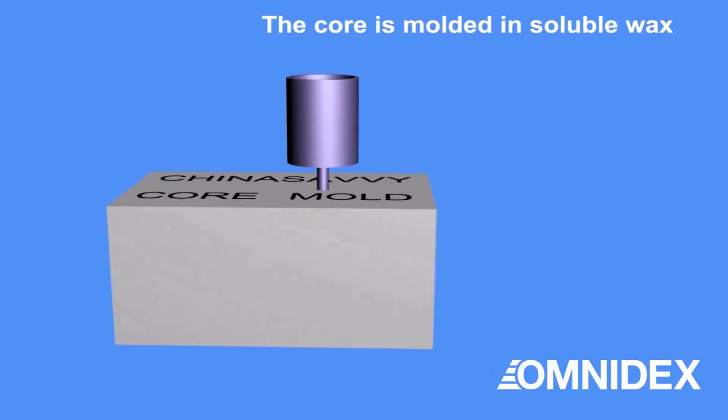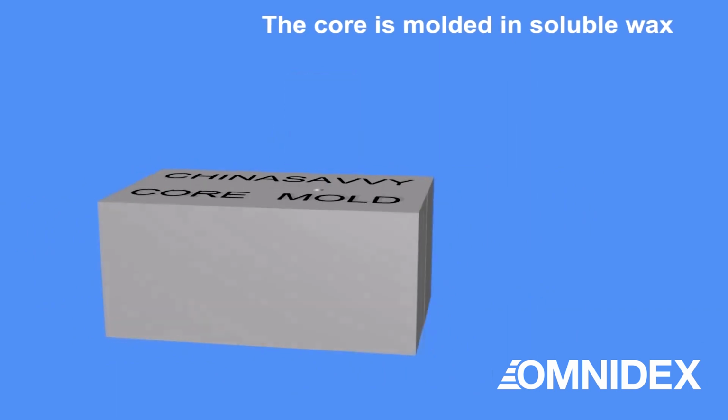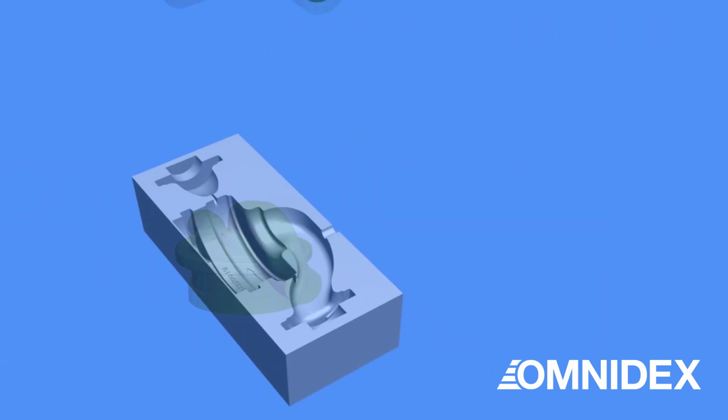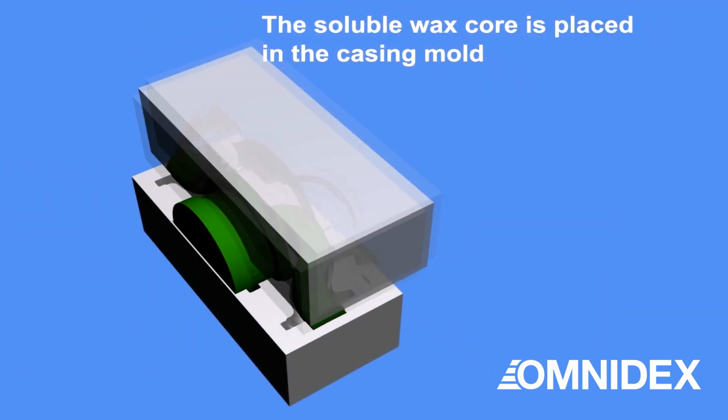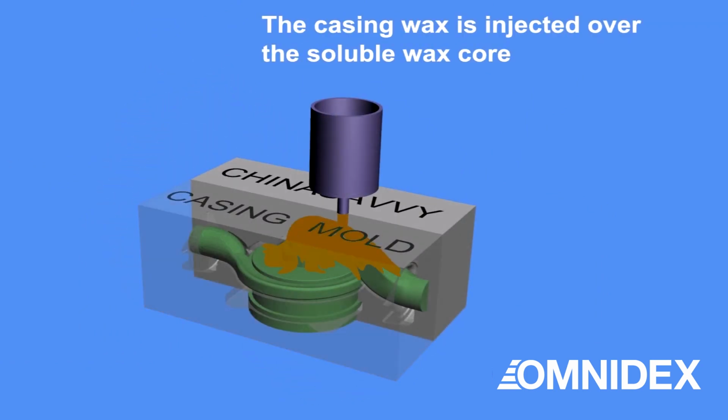Investment casting process can be used to produce metal parts with a hollow core. The hollow core is first molded in a soluble wax. The wax core is then placed in another casing mold. A non-soluble casing wax is injected into the mold to cover the soluble wax core.